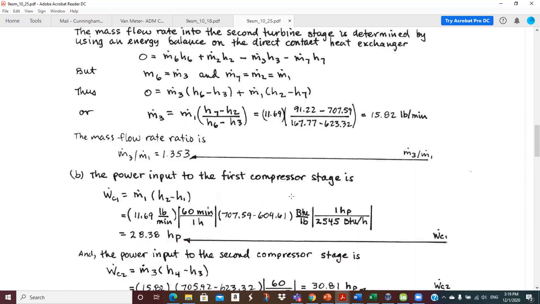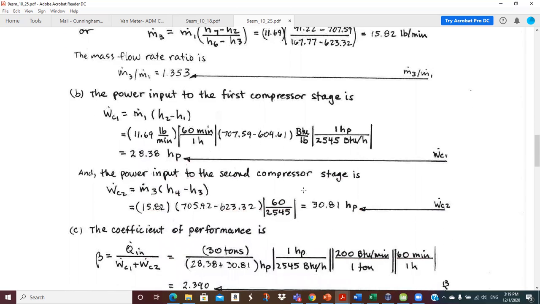Okay. So then the power input to the first compressor stage is just the mass flow rate times the enthalpy difference. And so this is the actual enthalpy exiting, not the isentropic. So we're plugging these numbers in, and we have a conversion factor over here. Horsepower is 2545 BTUs per hour. And so plugging that in, we get 28.38 horsepower.